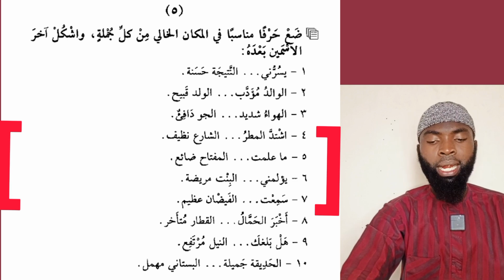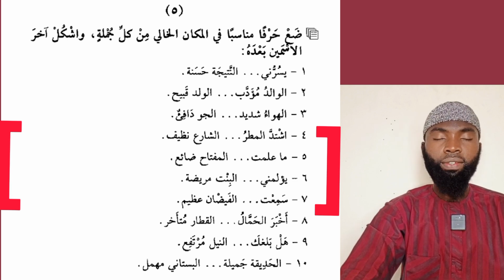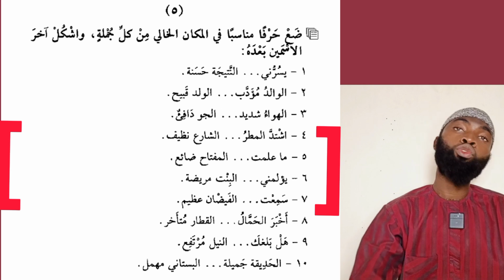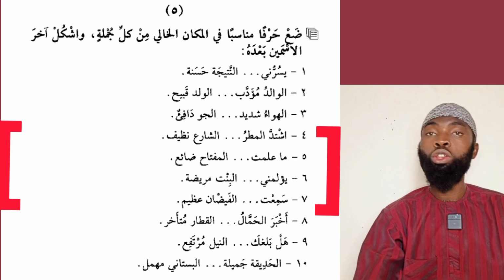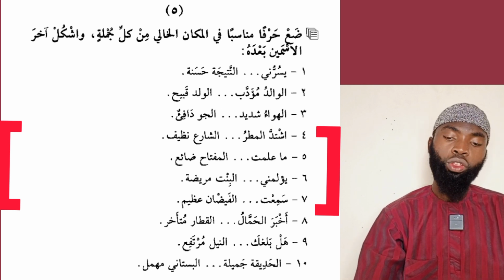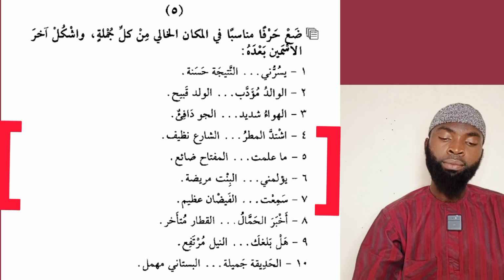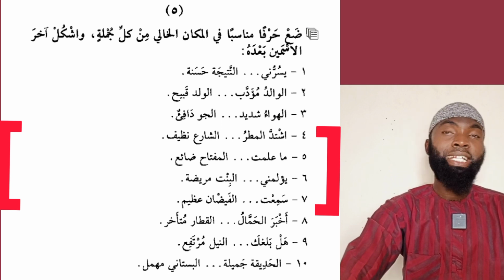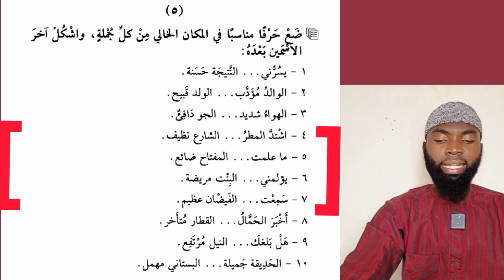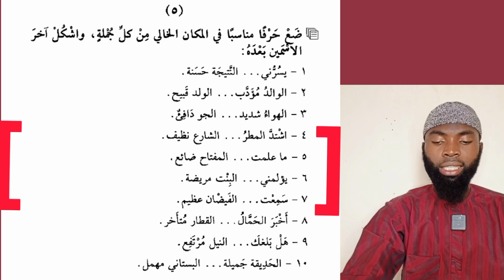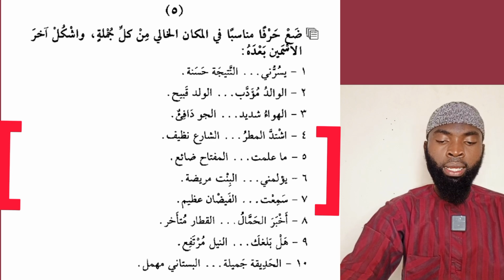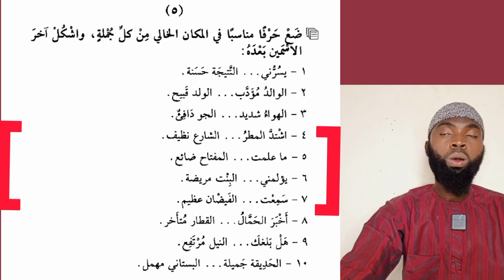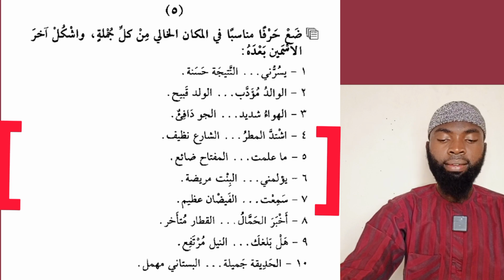Number 5, we have ma alimtu dash al miftah da'iun. We say ma alimtu anna al miftah da'iun. I did not know that the key is lost. Next we have yolimuni anna al binta maridun. It pains me that the girl is sick. Next we have sami'tu dash al faydana azimun. I know anna al faydana azim, that the flood is great.